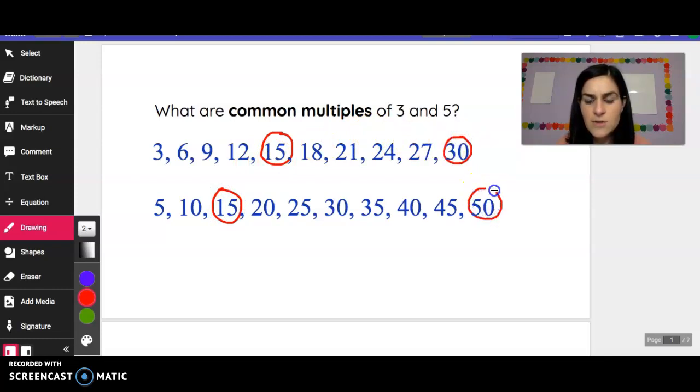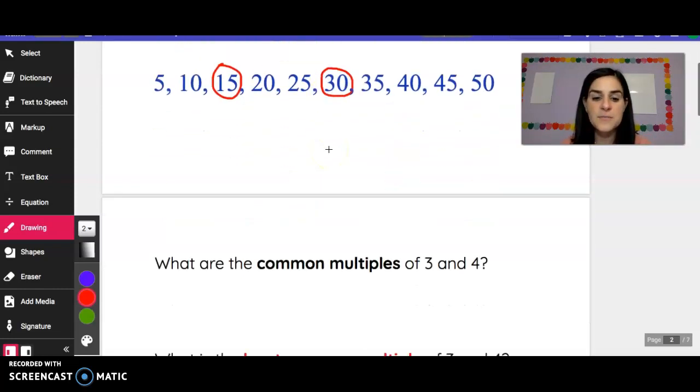So that's not the right one. Here it is. So 2 of the common multiples of 3 and 5 are 15 and 30. Those were common multiples of 3 and 5.